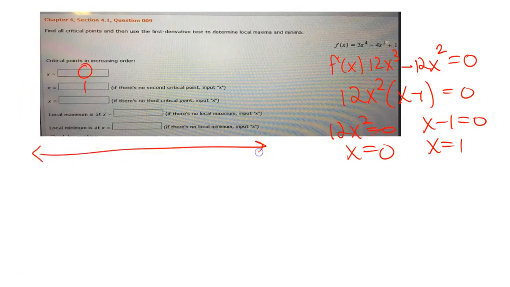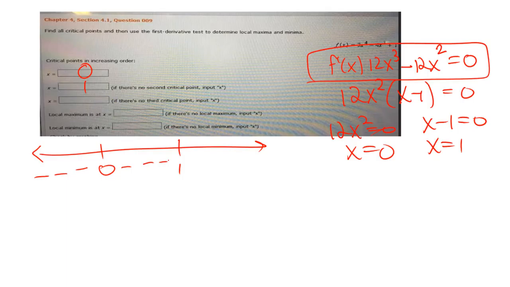So I want to check some signs. This is what I did. I actually went to my calculator and put this function in. And then I went to the table, and I was able to see anything less than 0 is negative. Between 0 and 1, it's negative. And then over 1, it's positive.